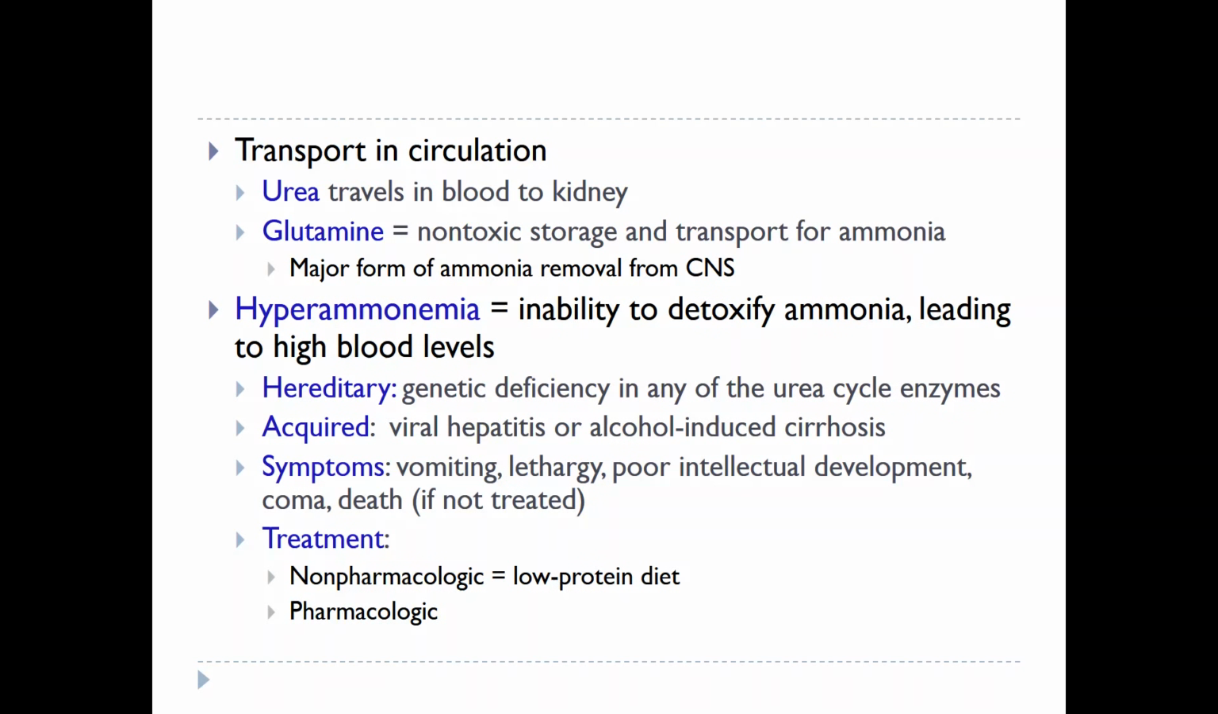The first line of treatment is a low protein diet, which decreases the release of ammonia from amino acids by bacterial ureases. There is also a pharmacological treatment which uses either antibiotics to kill the bacteria that produce ammonia, or agents to chelate the ammonia that is in circulation.